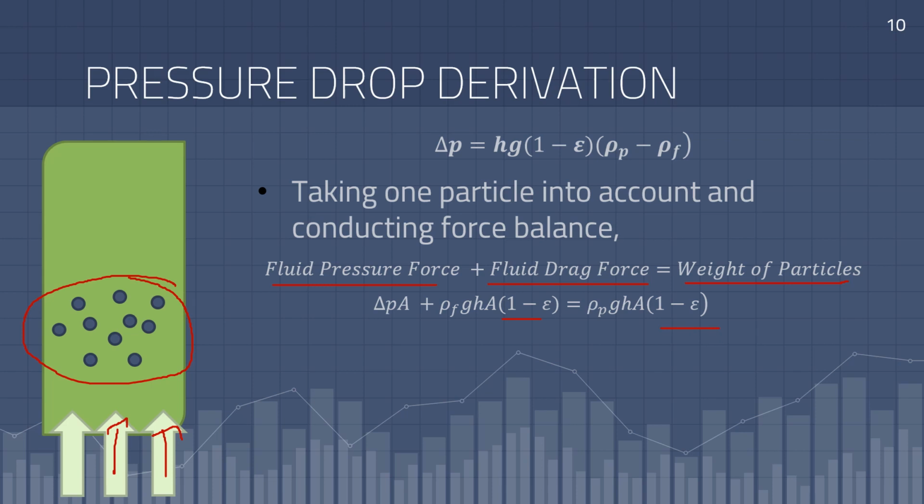Isolating the pressure drop yields us this equation. Simplifying this by dividing by area on both terms and by getting the gravity, the height, and the 1 minus epsilon, which is common to both terms, would give us this simplified pressure drop equation.